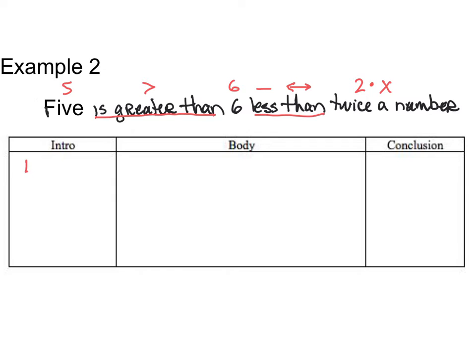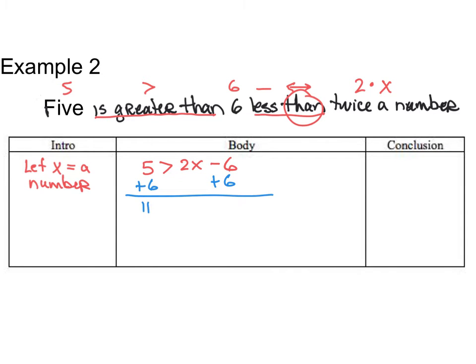Intro, let's define some stuff. So let x equal a number. The body is our equation: 5 greater than, and then we have to switch stuff. We have to do 2x subtract 6, and that's because of this than right here. And then we're going to solve it. So I want to be able to get x by himself. I have to look at the minus 6, the negative 6. I have to add 6 to both sides.